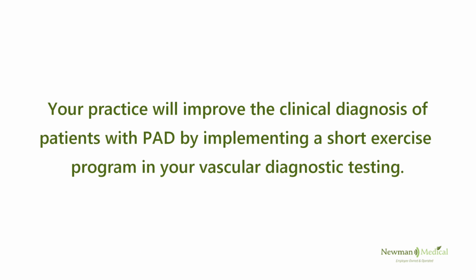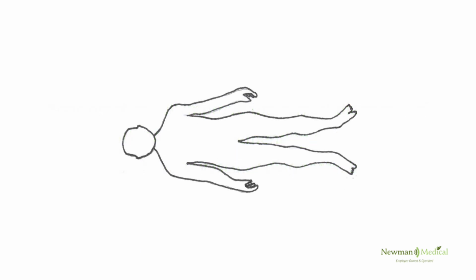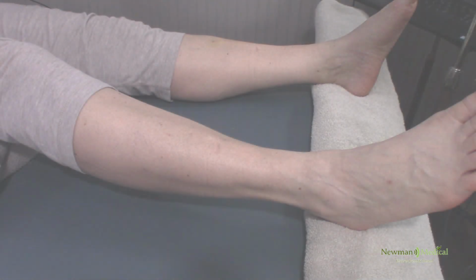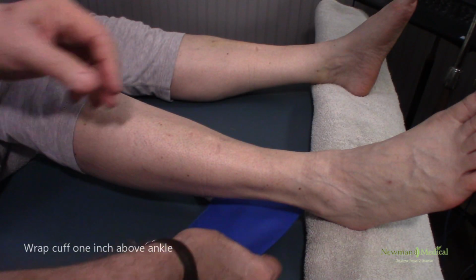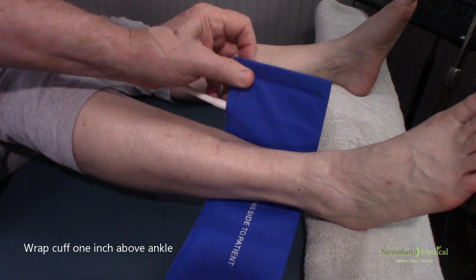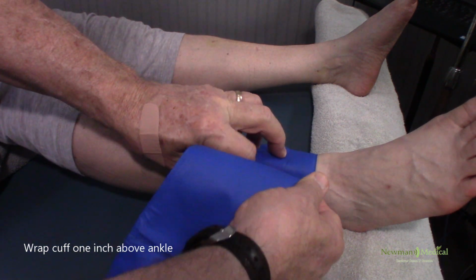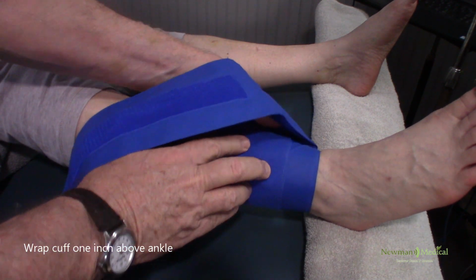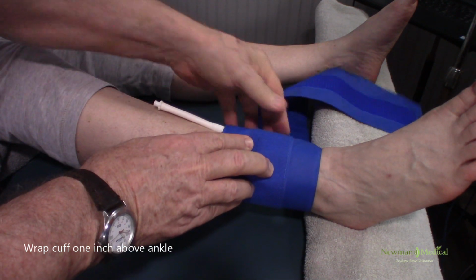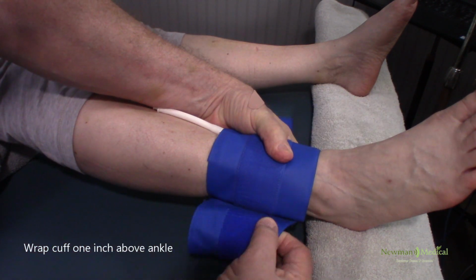With the patient in the supine position, wrap 10 cm cuffs at each site 1 inch above the ankle. Attach the bladder portion first. Place the cuff under the ankle and wrap it around the ankle, holding it in place with one hand while wrapping it with the other. Be sure to follow the Velcro strip and wrap the cuff straight.